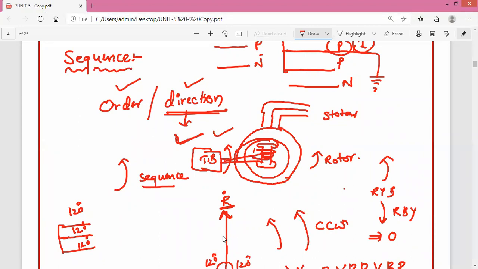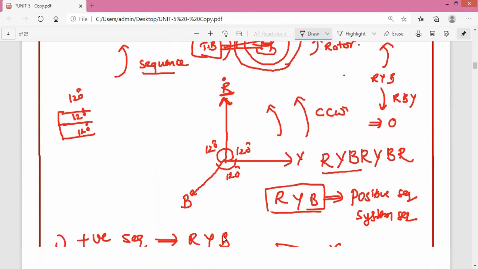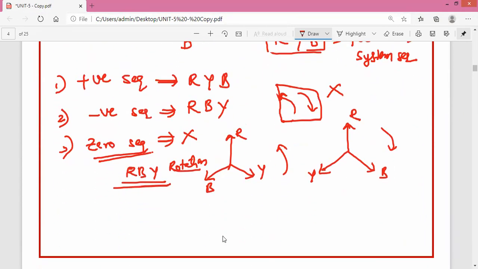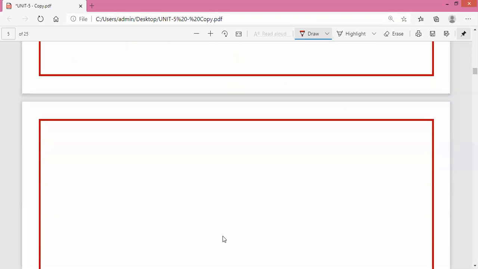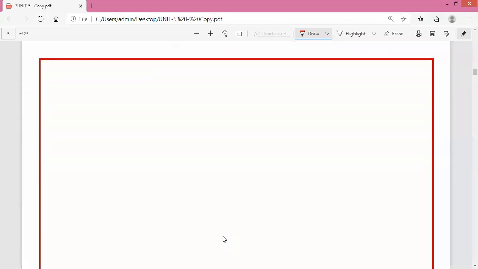If it is rotating in counterclockwise direction, positive sequence components. If it is rotating in clockwise direction, negative sequence components. If there is no rotation, there is no sequence, called zero sequence components. Okay, so this is the information regarding positive sequence components, negative sequence components, and zero sequence components.